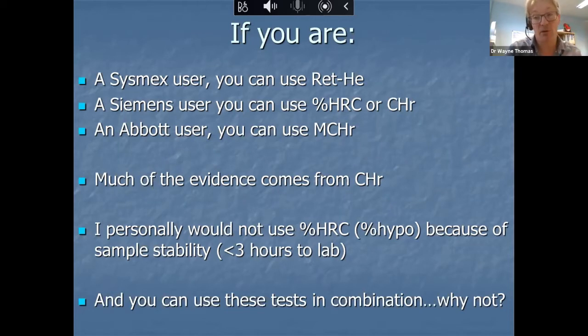Much of the historical evidence comes from CHR, which was pretty much the first development of the reticulocyte hemoglobin, but all of the other manufacturers have come along with their own tests now. I personally wouldn't use percentage hyperchromia. And ultimately, if you've got access, and if you've got somebody who's anemic, you need a reticulocyte count, don't you?